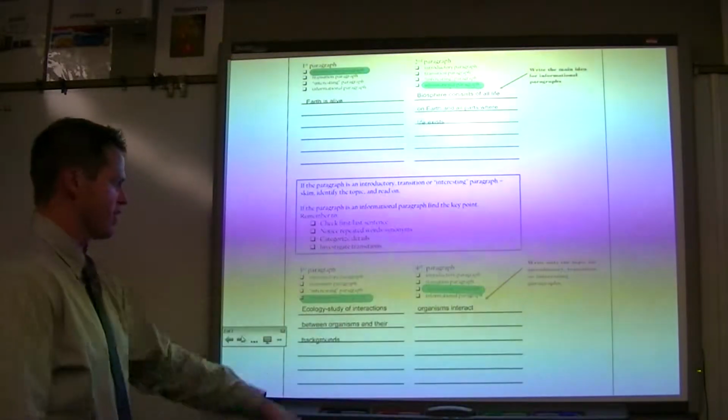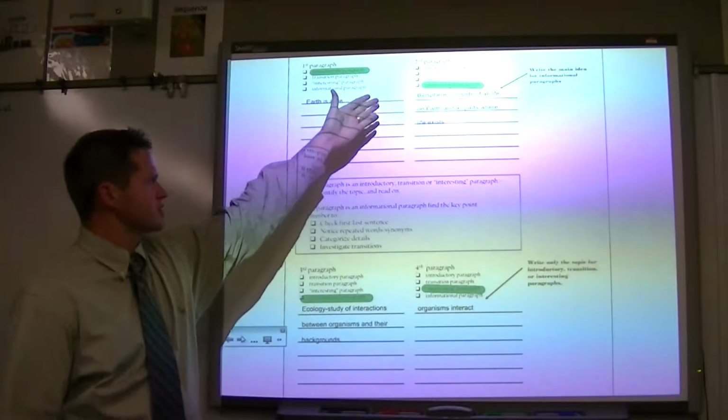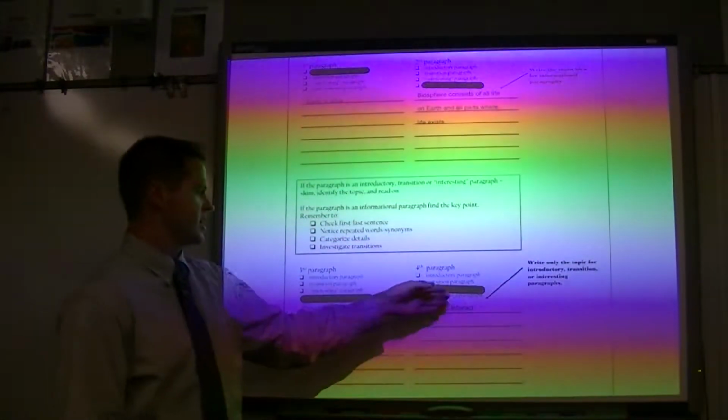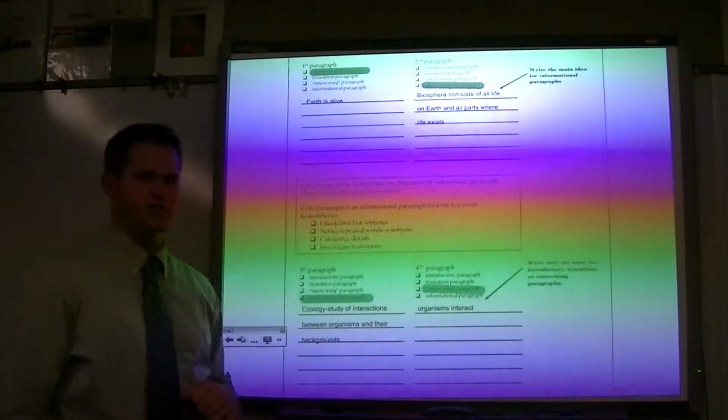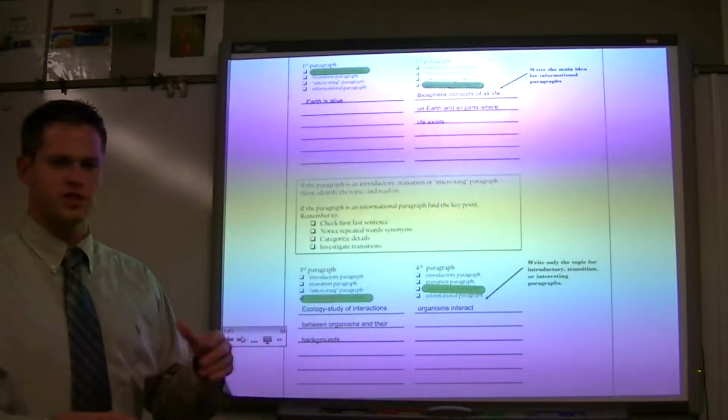So as you can see here, I've got 4 paragraphs. This one is introductory, this one is informational, so I wrote the main idea. This one is informational, so again I have the main idea. And this one is interesting, so I just have the topic. Now if you're having a hard time seeing this, this document will be posted so you can take a closer look at it.